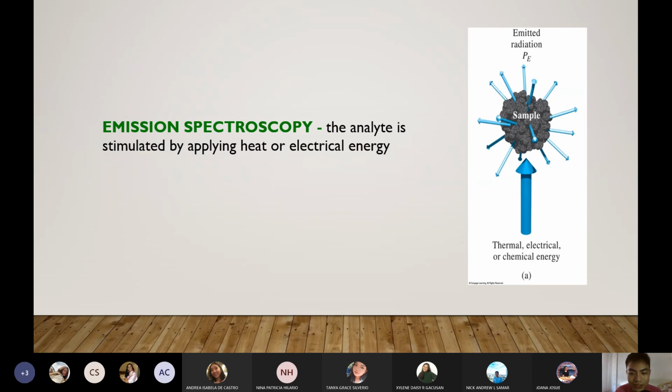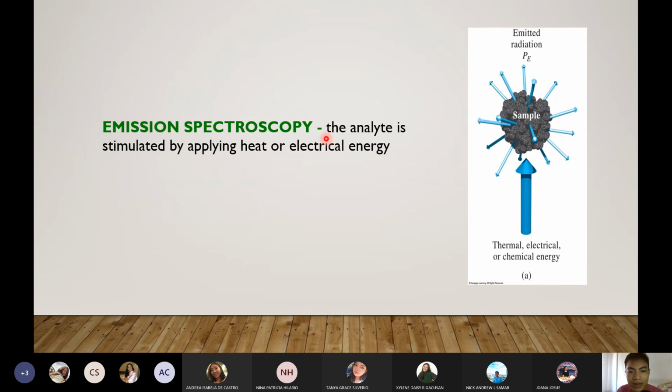So, what are the modes of spectroscopy? What are the ways to quantify substances based on their interaction with light? There are many types of spectroscopy, one of which is emission spectroscopy. So, what is the story of emission spectroscopy?